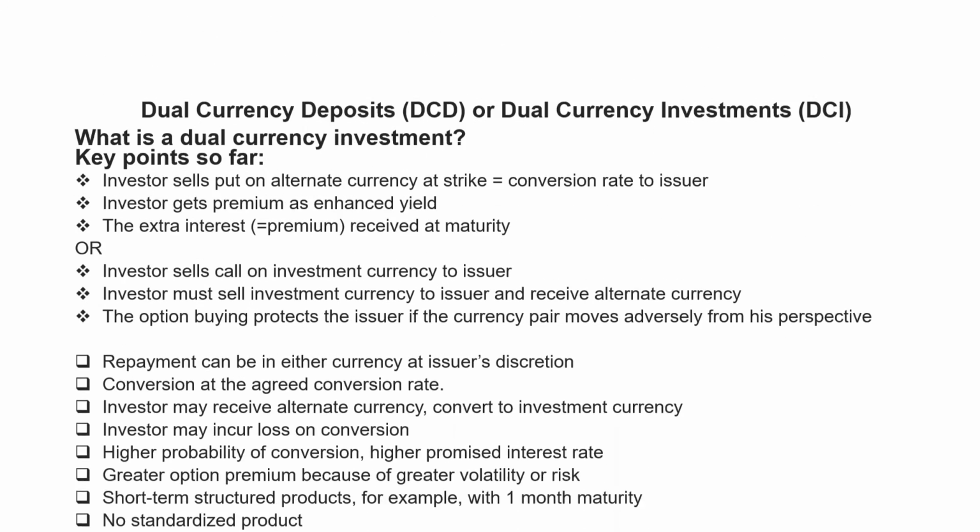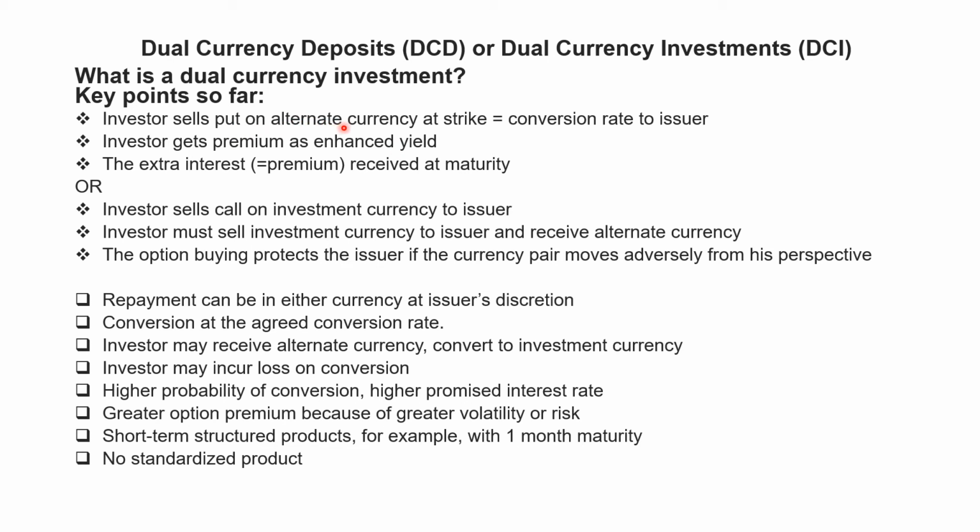In effect, the investor is selling a put option on the alternate currency at a specified strike price, which is the conversion rate, to the issuer. And what happens when an investor sells a put? The investor gets a premium in the form of an enhanced yield. Unlike the case when you sell a put option on a stock and get the premium credited immediately to your account, the DCD investor does not get the premium, which is in the form of an extra interest, immediately. The interest obviously is received at the end of the term of the DCD. However, like all option writers, the DCD investor is exposed to significant risk.